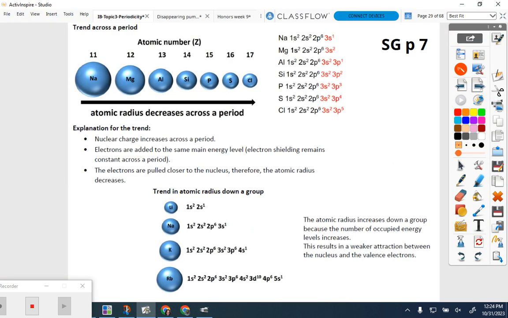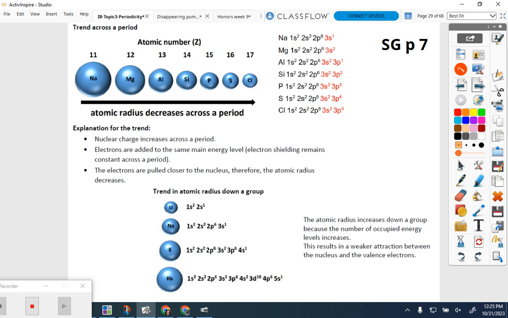So this is page 7 on your study guide, where it kind of dissects the trends that we were just talking about. As we go across a period, the atomic radius gets smaller because we are getting a higher nuclear charge, but the electrons are going into the same main energy level. So the higher effective nuclear charge is going to pull the electrons closer, make the atom smaller.